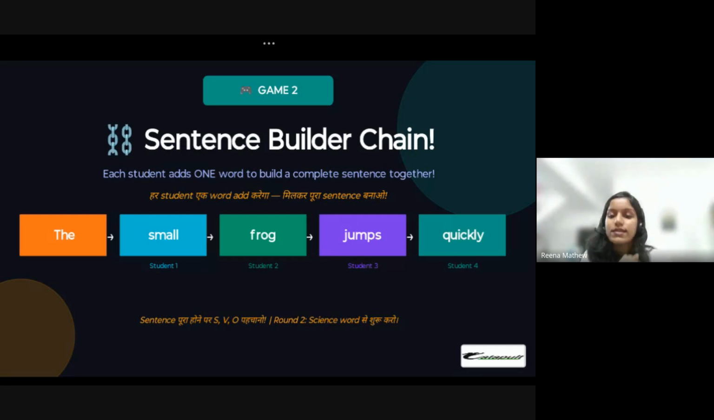The starting word is the. If someone says small and another student says frog, this is how you construct a sentence. We'll try doing this and see whether it works out. Starting word ye hai: the. Now someone suggest a word in the chat box. The sun. Okay, the sun is the sentence now. Add a word to this. The biggest sun. The mountains, the teacher. Something related, so I can make a sentence.